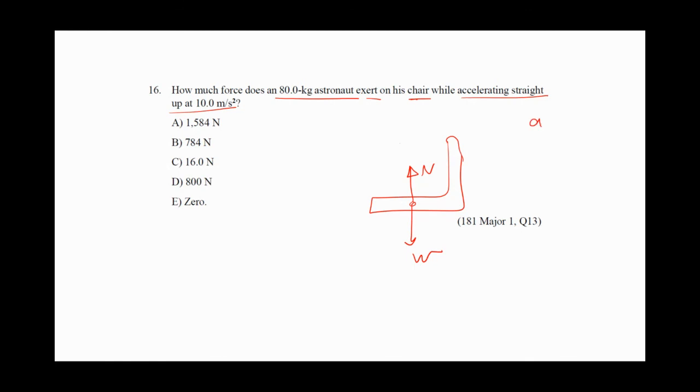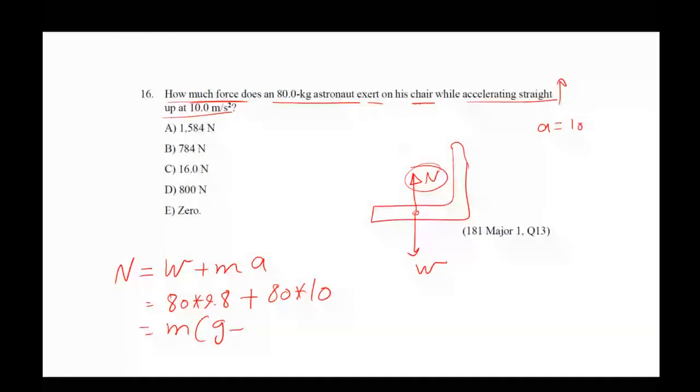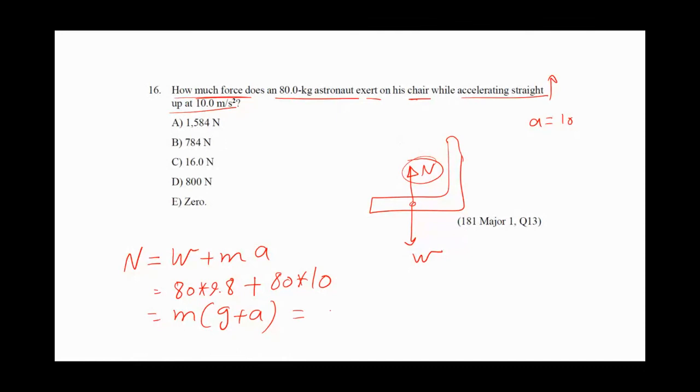Here I have the acceleration upward equal to 10, and I'm looking for how much force on the chair. So this is like the normal force. N equals W plus mass times acceleration. So his weight is 80 times 9.8 plus mass times acceleration. The mass is 80, the acceleration is 10. Or you can say mass times (g plus a), it's the same. So 80 times (9.8 plus 10) gives you what, guys?